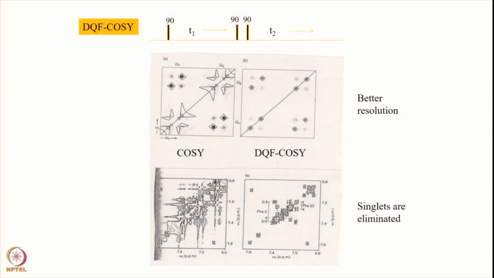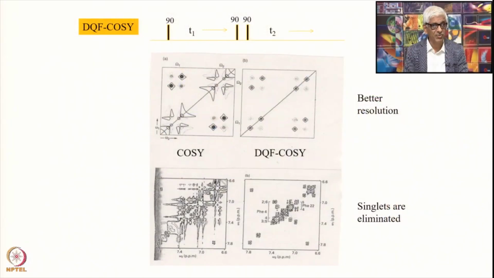Okay. And that leads us to a new experiment which is called the double quantum filtered COSY. This is a particular improvement over the COSY. So without going into the theory of this one, we will see what the final result is. So here is the pulse sequence of the double quantum filtered COSY.